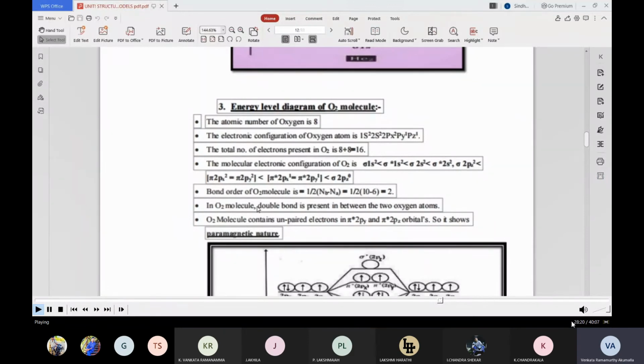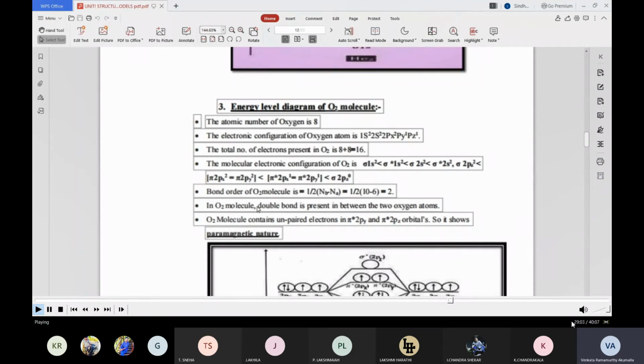So that is, once again, the electronic configuration of the oxygen molecule: sigma 1s2 less than sigma star 1s2 less than sigma 2s2 less than sigma star 2s2, sigma 2pz2 less than pi 2px2 equal to pi 2py2 less than pi star 2px1 equal to pi star 2py1 less than sigma 2pz0. Sigma 2pz0 is nothing but no electrons.